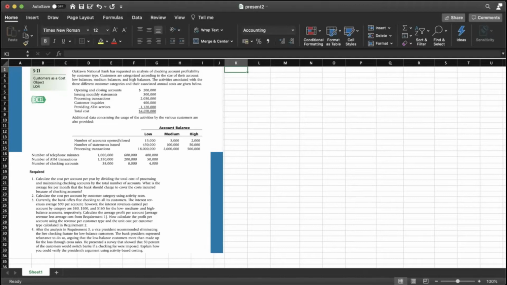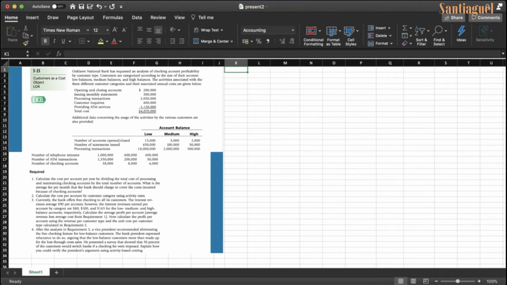Let me present to you problem 5-23. Oakland National Bank has requested an analysis of checking account profitability by customer type. Customers are categorized according to the size of their account: low balances, medium balances, and high balances. The activities associated with the three different customer categories and their associated annual costs are given below.